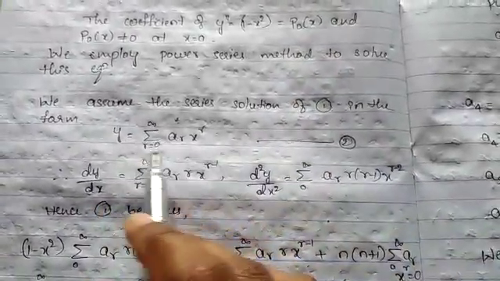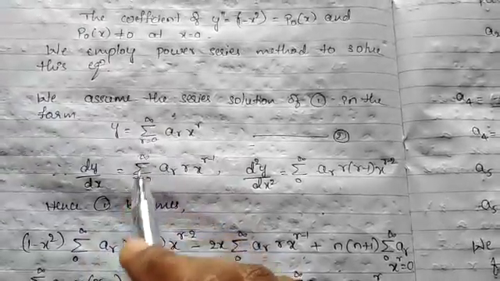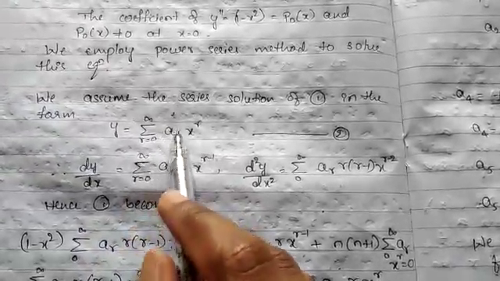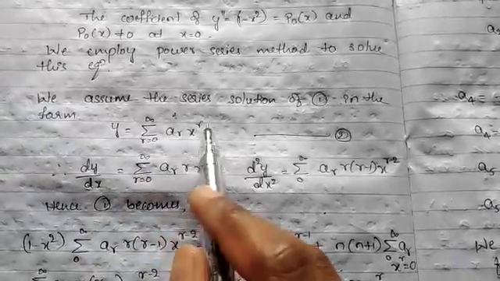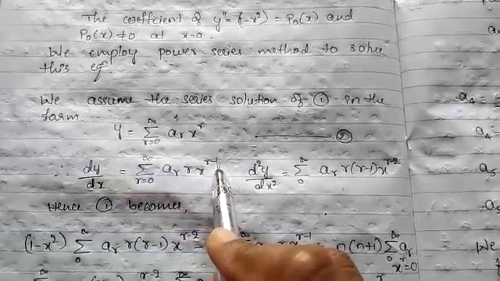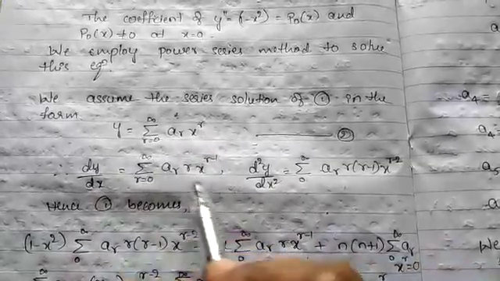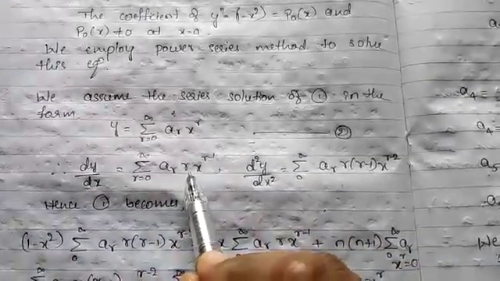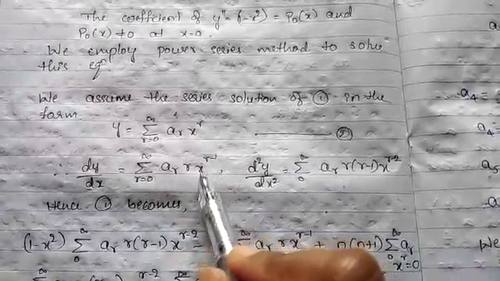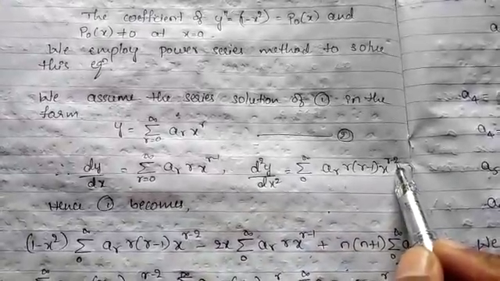Then differentiate this with respect to x. dy by dx equal to summation from r equal to 0 to infinity, a r is a constant, a r times the differentiation of x to the power r, which is r into x to the power r minus 1. Then differentiating again, we get d square y by dx square equal to summation from r equal to 0 to infinity a r, where r is constant, times the differentiation of x to the power r minus 1, which is (r minus 1) x to the power r minus 2.